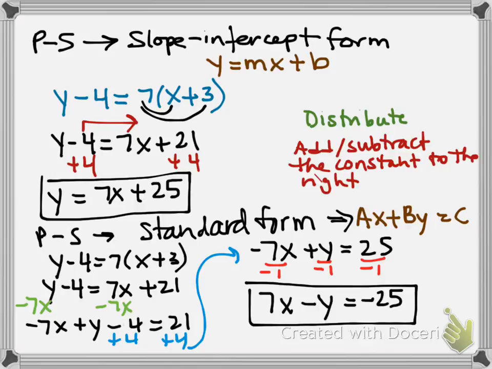There's no way to take your point slope form and plug numbers into standard form. Standard form, you have to solve for, okay?